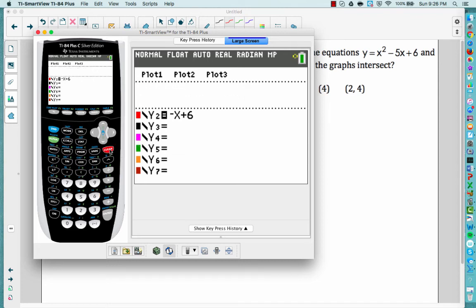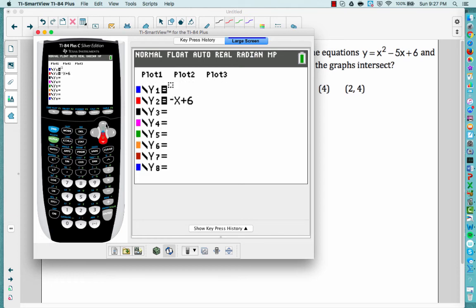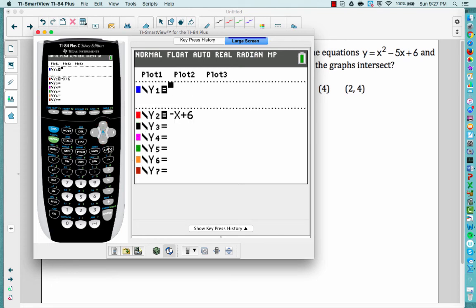I'm going to clear the rest of it out. Sorry. I'm having trouble here. All right, let me start back up. Clear. All right, so x squared minus 5x plus 6. Okay, so you put both equations in, and they have to be in y equals form, and then you go to graph.